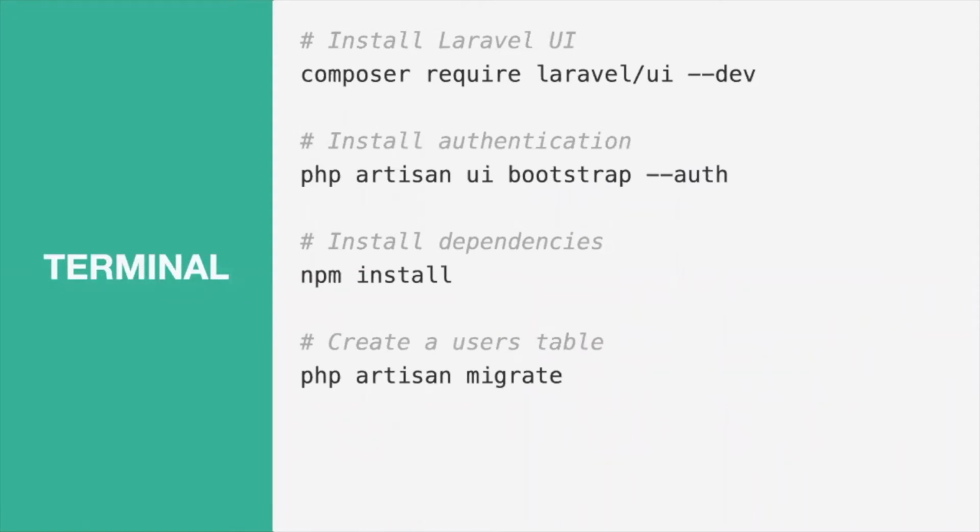The very top one will install the Laravel UI. This is an extra first-party package developed by Laravel, but it doesn't come when we install Laravel normally, so we need to add it. We're going to use Composer to retrieve this package. Once that package has been installed on our machine, then we can add the authentication to our project.